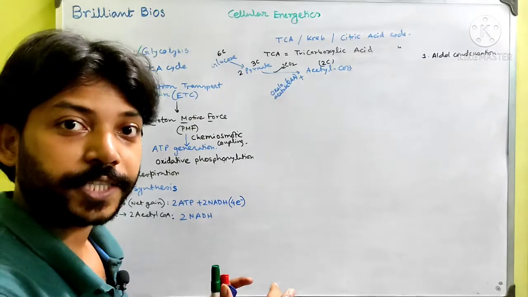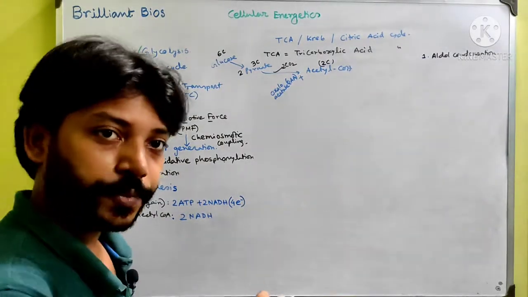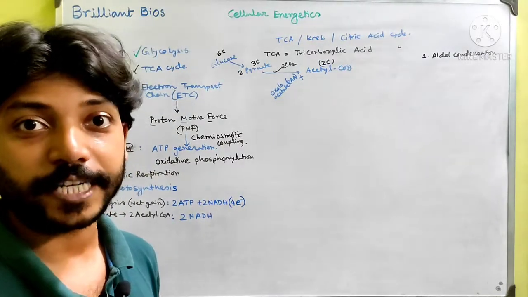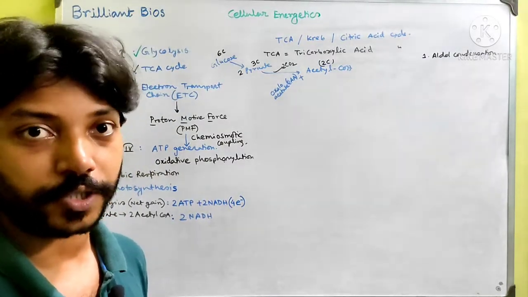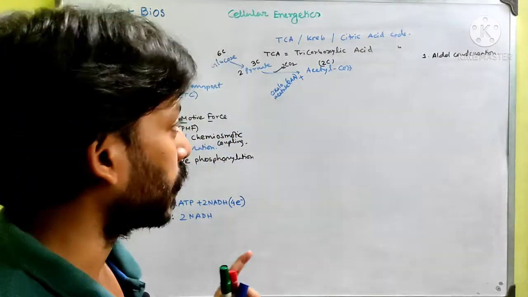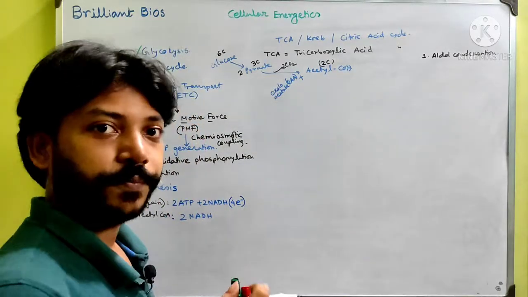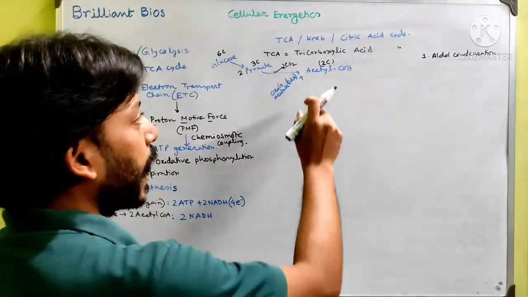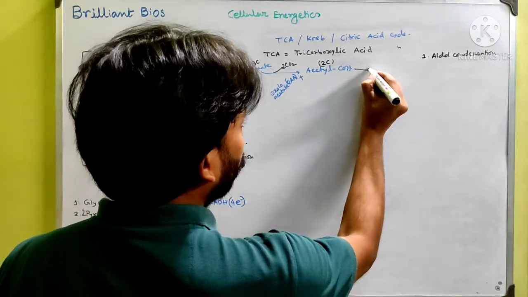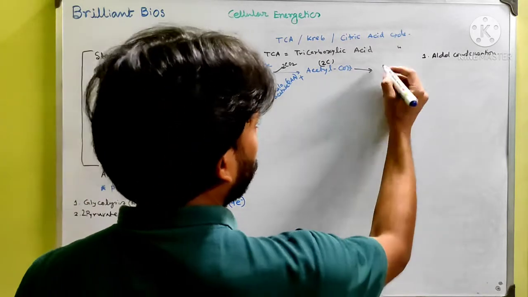Remember each and every step very carefully. It is very easy to remember. There are 9 steps, and in these 9 steps there are 3 steps that are irreversible and 6 steps that are reversible. So carefully watch this video, each and every step, that is very important. In the first step, oxaloacetic acid already present in the matrix associates with acetyl CoA. This is called aldol condensation, and makes the first product of this cycle, citric acid or citrate.